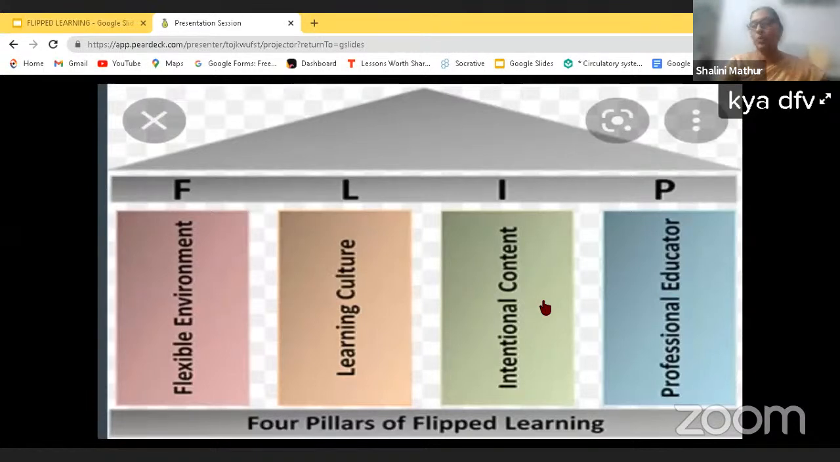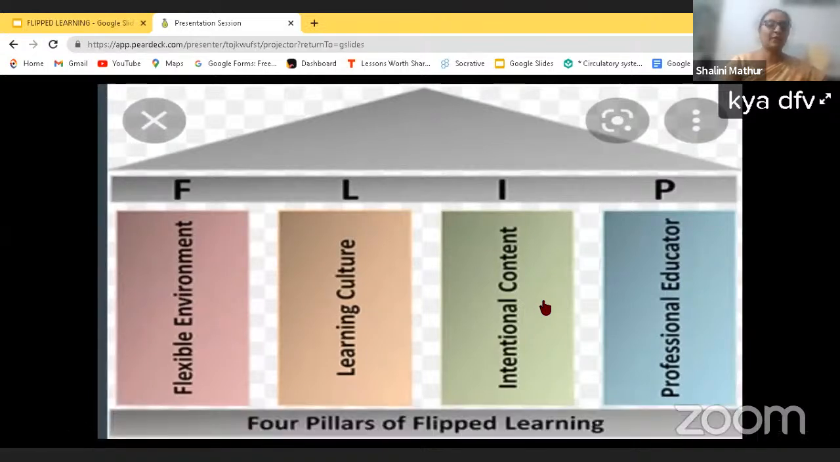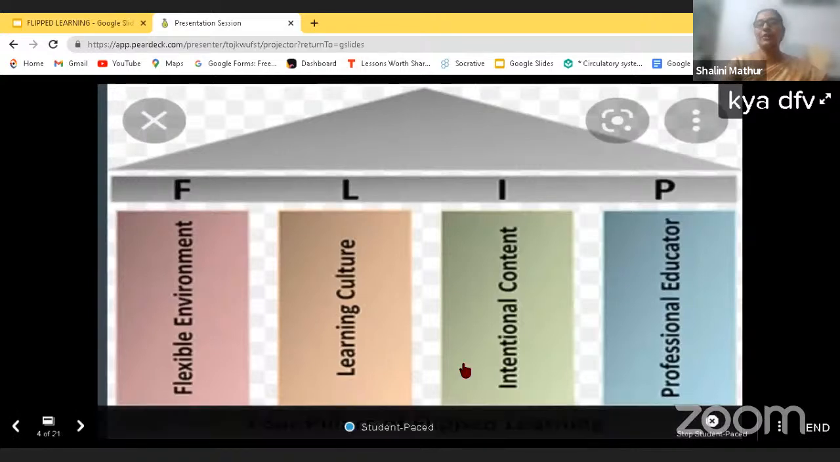Now, professional educators. For planning a flipped classroom or flipped learning, it is important for us to plan our lessons so smartly. And for this, we need professional educators who are completely aware of all types of edtech tools, all types of platforms by which he or she can enhance the learning of the student.